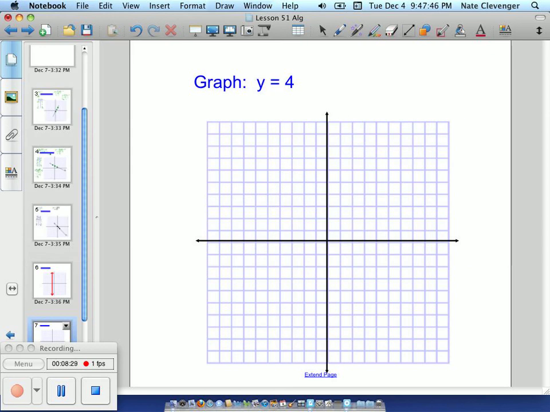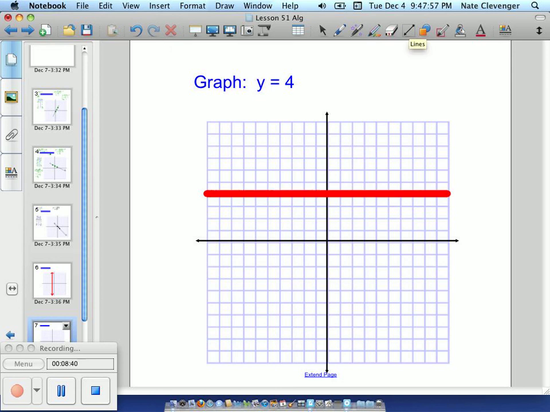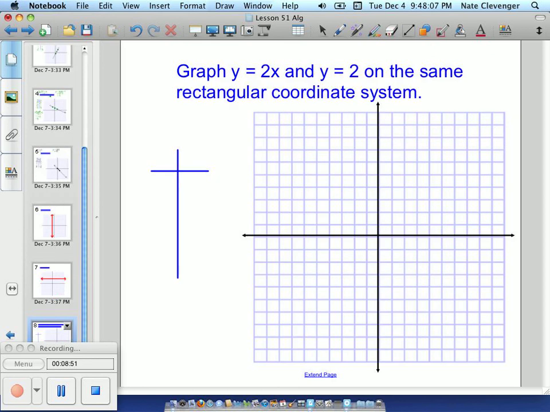So you can probably imagine then if you have a value for y equal to some number, same idea. So let's go to where y is 4. 1, 2, 3, 4, and we draw a horizontal line through where y is 4. And that's the graph of that line.